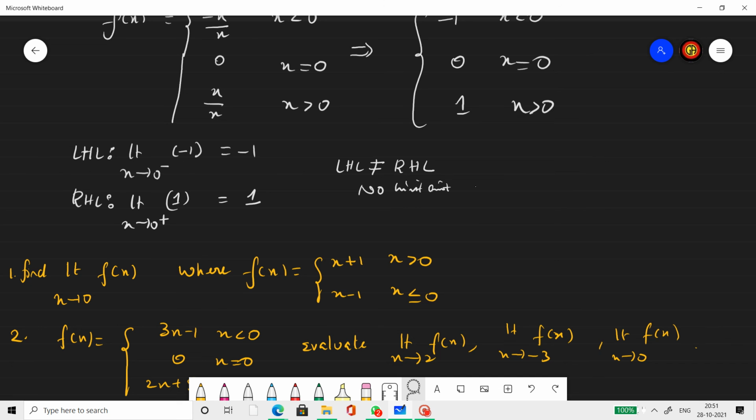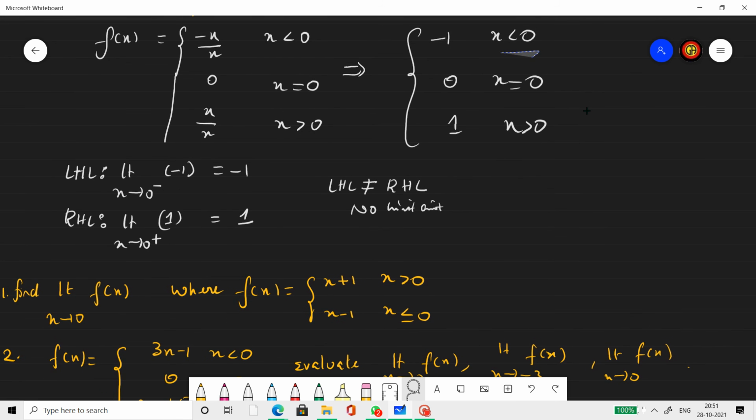So limit extending to 0 minus, the 0 minus means below 0, and below 0 the function is minus 1. So on minus 1. Where is x to substitute 0 here? So the answer will remain minus 1. Now limit extends to 0 plus. 0 plus means above 0, the function is 1. Where is x to substitute? So it remains 1. LHL not equal to RHL, hence no limit exists at 0.